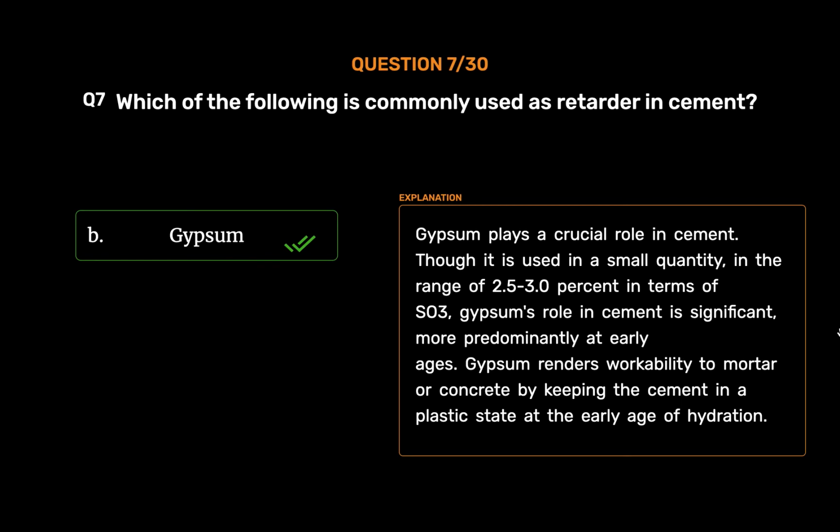Though it is used in a small quantity, in the range of 2.5 to 3.0% in terms of SO3, gypsum's role in cement is significant, more predominantly at early ages. Gypsum renders workability to mortar or concrete by keeping the cement in a plastic state at the early age of hydration.